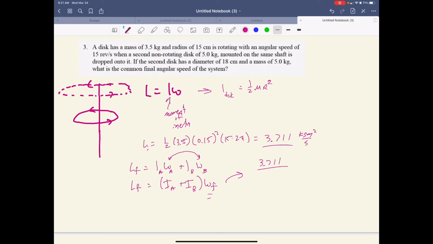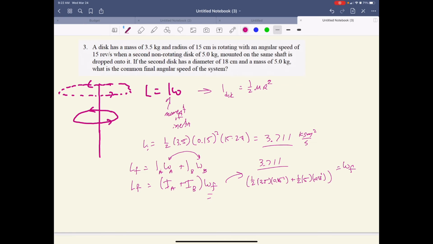3.711 divided by, okay, so now we're going to have these two moments of inertia for the two disks. One will be 1/2, I'll do parentheses, times 3.5 times 0.15 squared. And that's going to be added to the 1/2 times 5 times 0.18 squared. And that is going to be equal to your omega f.